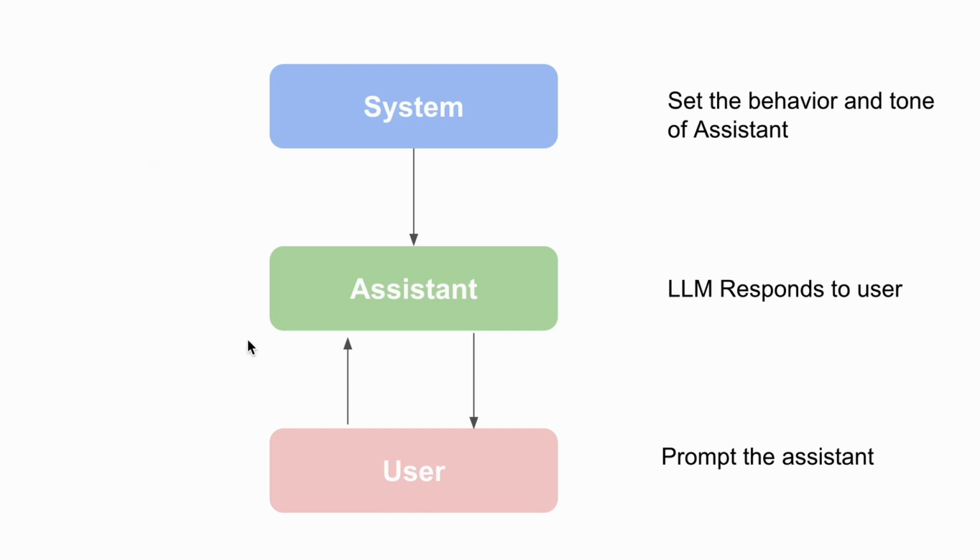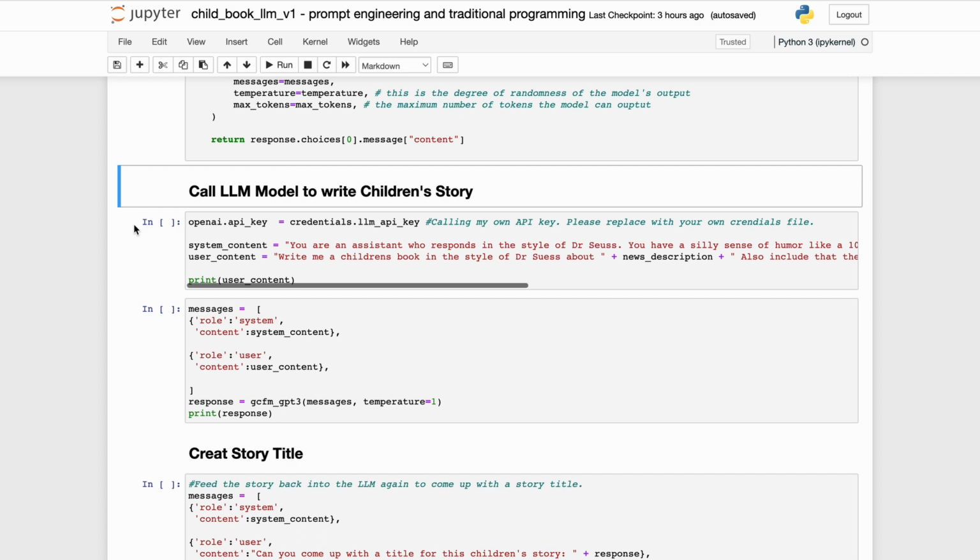If we interact with the assistant, this is where we do our prompt engineering and ask it a set of questions. We tell it to do something, and it's going to send us a response. So let's look at our system information.